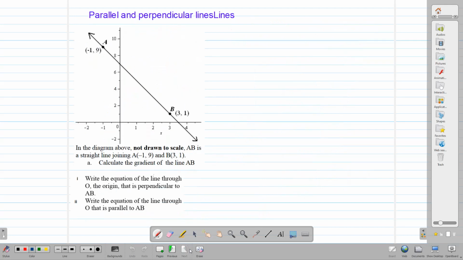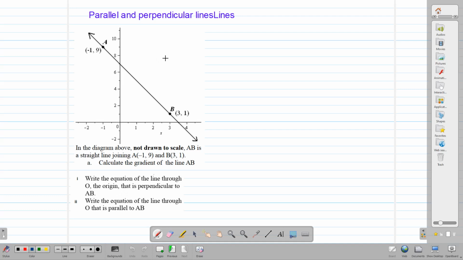Next question. In this question, we are asked to find the gradient of the line AB, and then we are to write the equation of the line that is perpendicular to AB and passing through the origin. And we have another one here to write the equation of the line that is also parallel to AB and passing through the origin. But first we need to find our gradient.